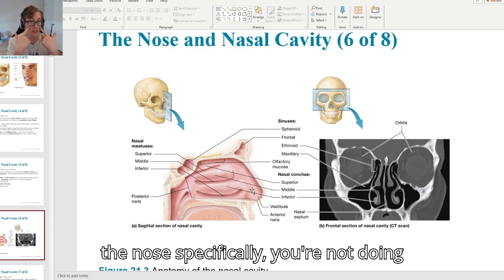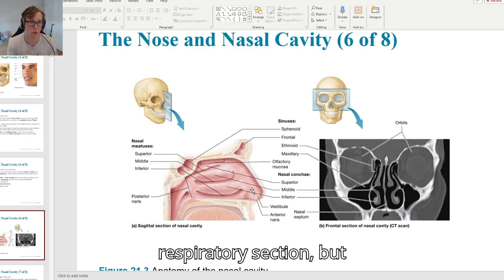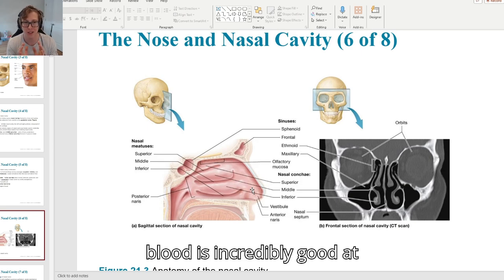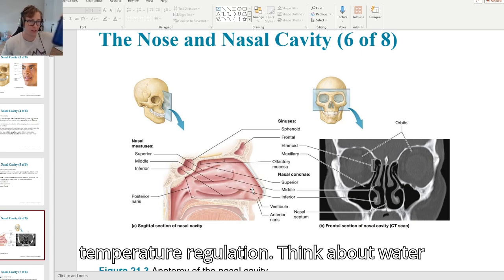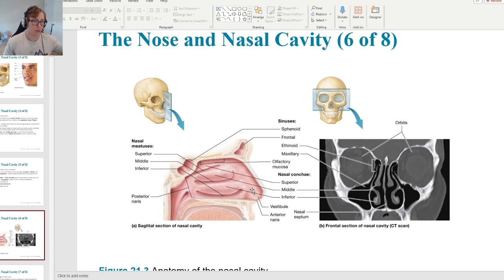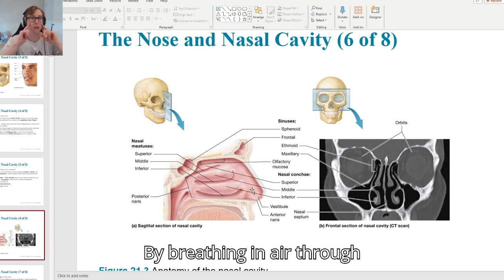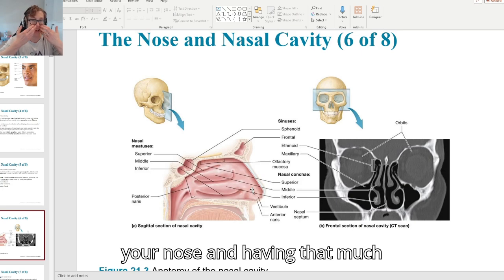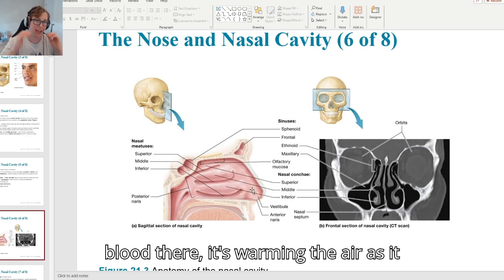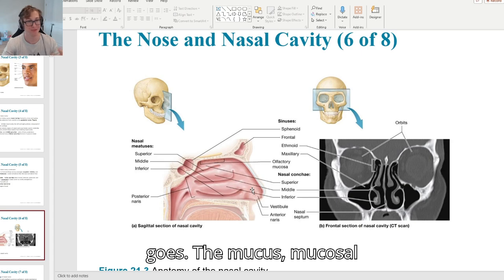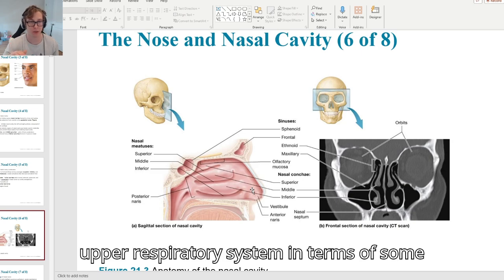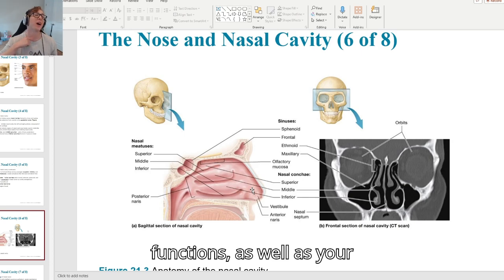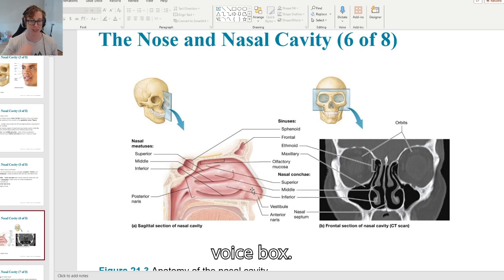Now, for the nose specifically, you're not doing gas exchange because it's not in the respiratory section. But blood is incredibly good at temperature regulation. Think about water as well. By breathing in air through your nose and having that much blood there, it's warming the air as it goes. The mucosal membranes help to moisten it and capture things. That's what you need to know about the upper respiratory system in terms of some functions, as well as your voice box.